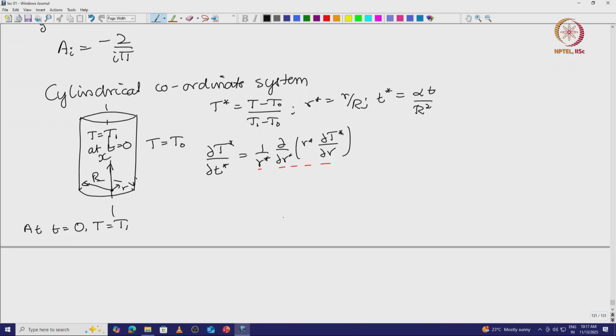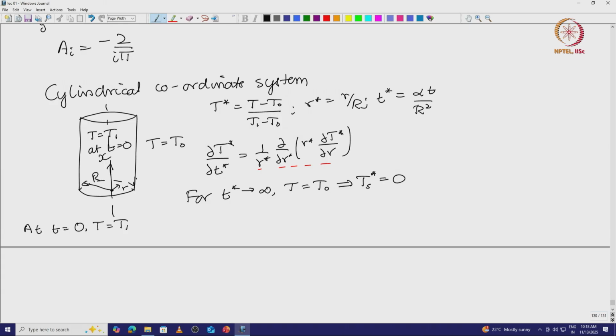Therefore, in the limit for t going to infinity, the dimensional temperature has to be equal to T naught throughout the domain, which implies that the scaled temperature has to be equal to 0. So, that scaled temperature is the steady temperature. The scaled steady temperature throughout the cylinder is equal to 0.